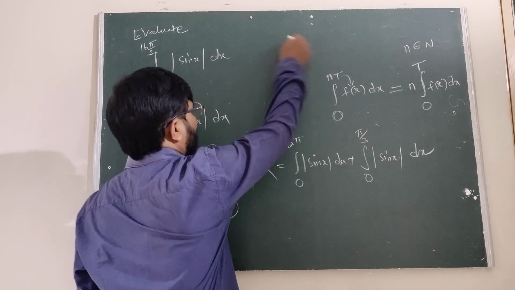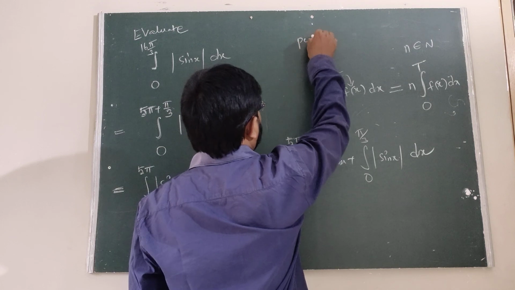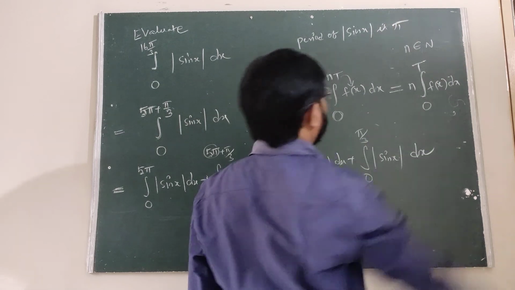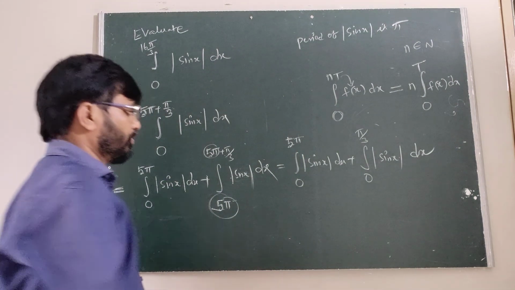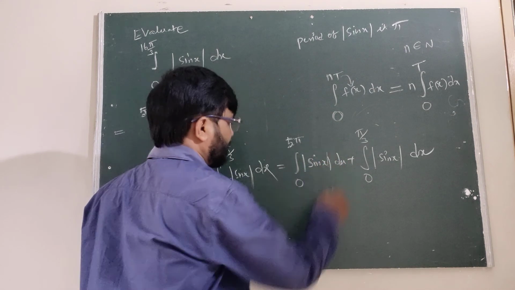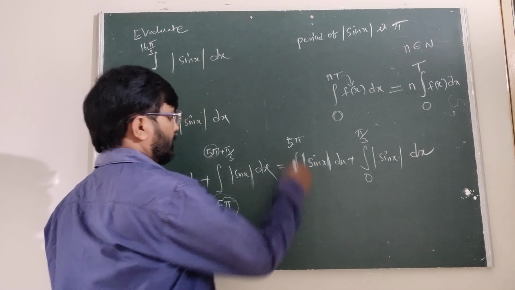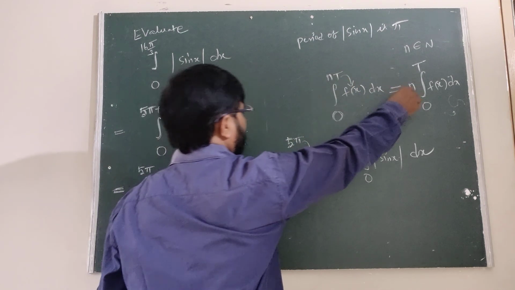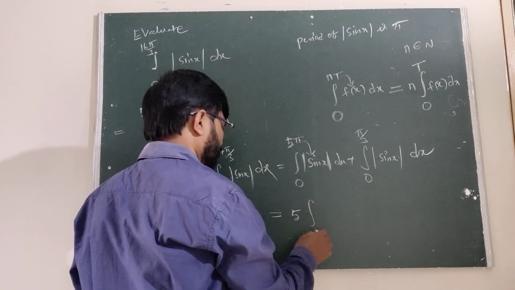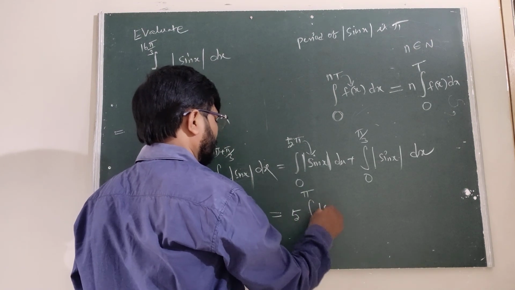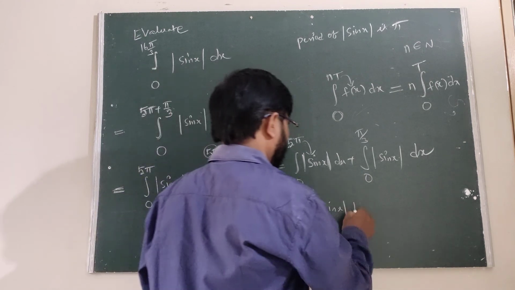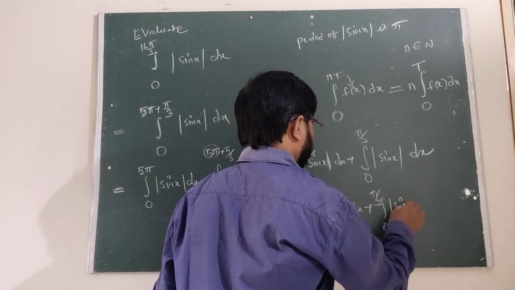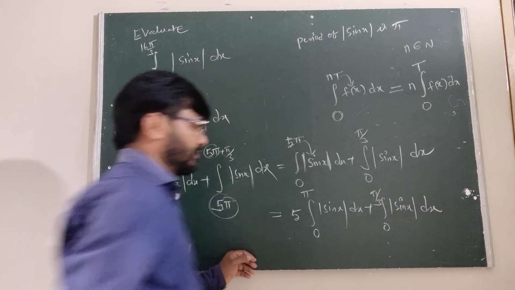We know that the period of the mod of sin x is π. Since π is the period, we can simply write n into, that means 5 times the integral from 0 to π of mod of sin x dx, plus the integral from 0 to π/3 of mod of sin x dx.